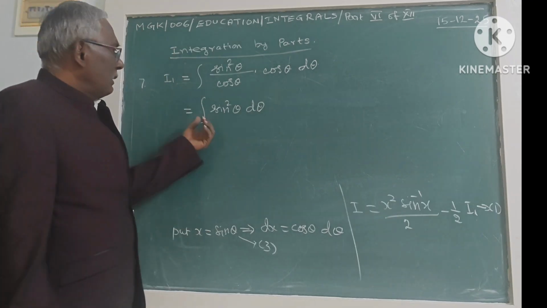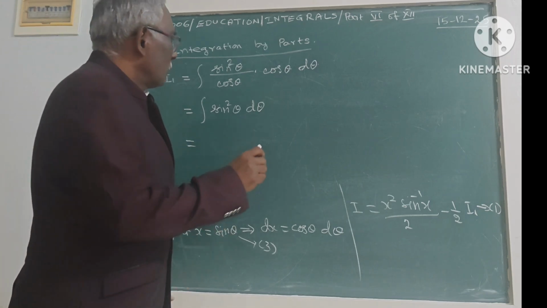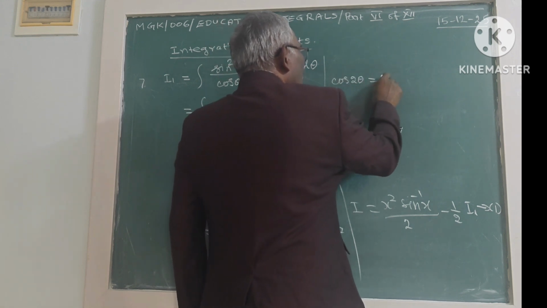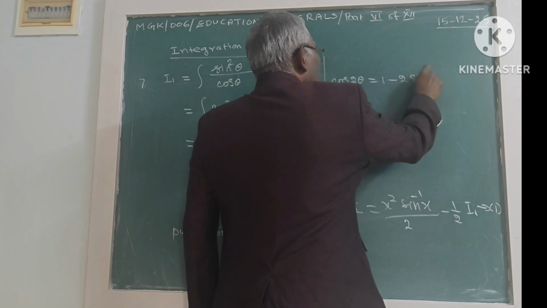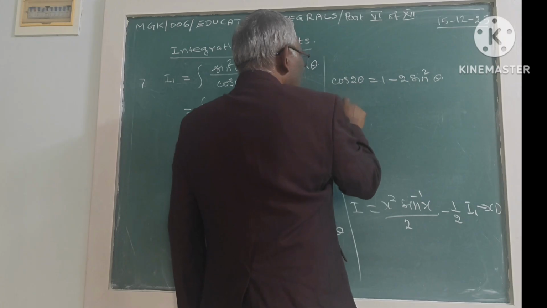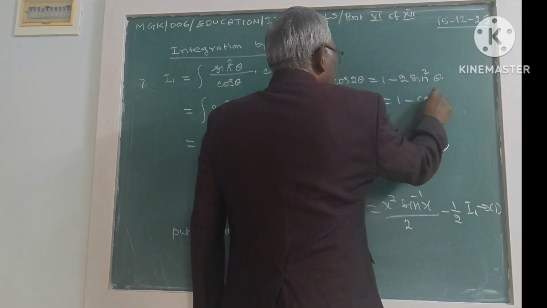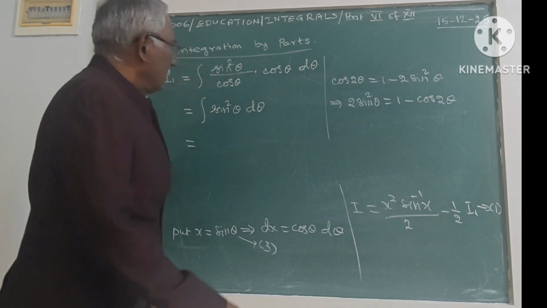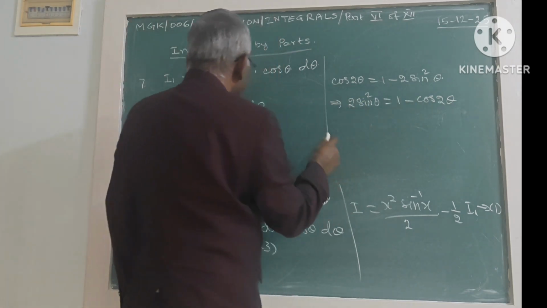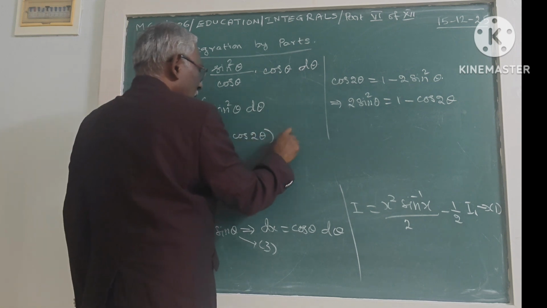Now we have to find the value of the integral of sine square theta. To find it, we have to remember this formula: cos 2 theta is equal to 1 minus 2 sine square theta. So we can rewrite this as 2 sine square theta is equal to 1 minus cos 2 theta. So this will be nothing but half times the integral of 1 minus cos 2 theta d theta.